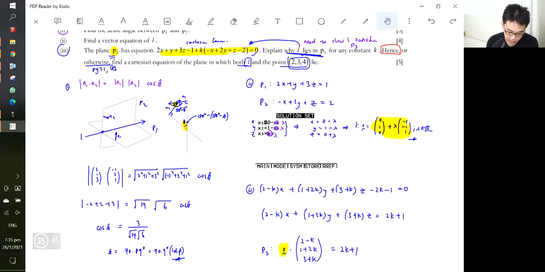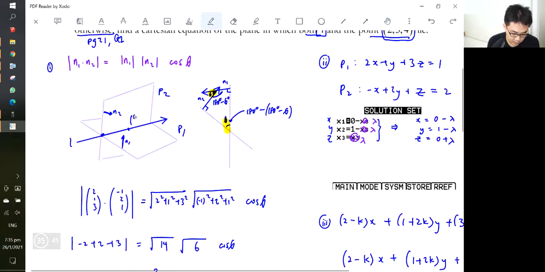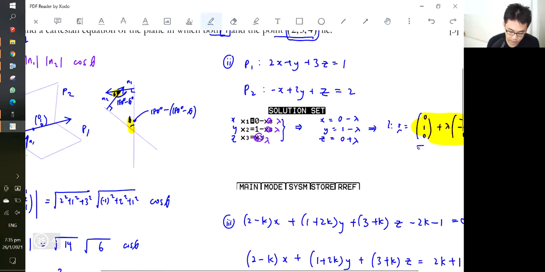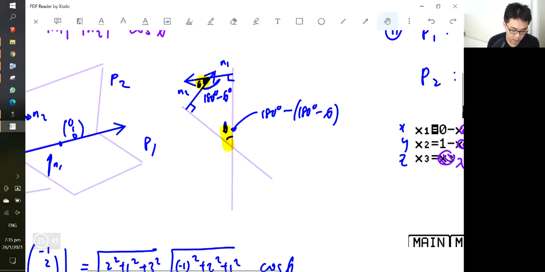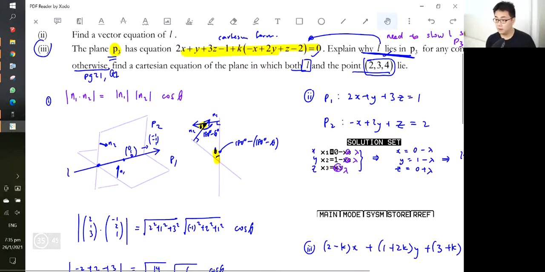Okay, so this part here, I know that one of the points is 0, 1, 0, and the direction is -1, -1, 1. Okay, great. Is that okay? Okay, now the next part is this.